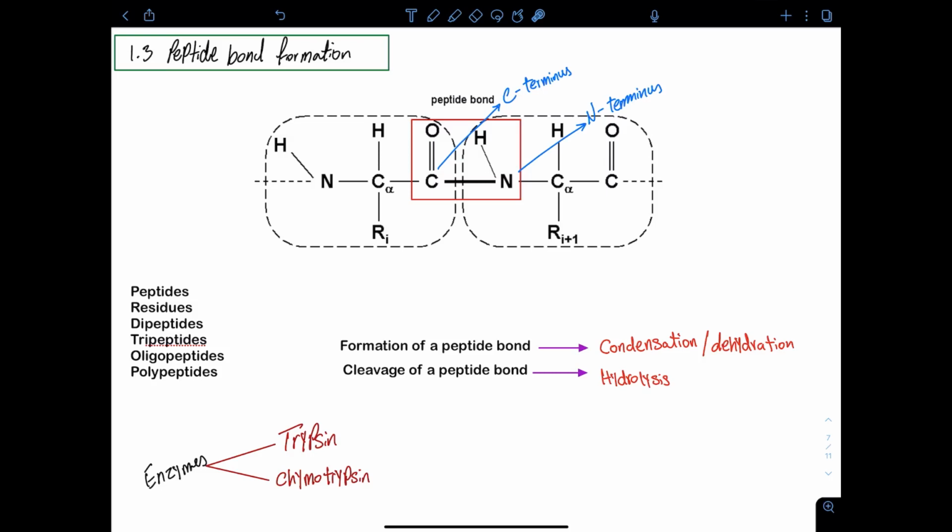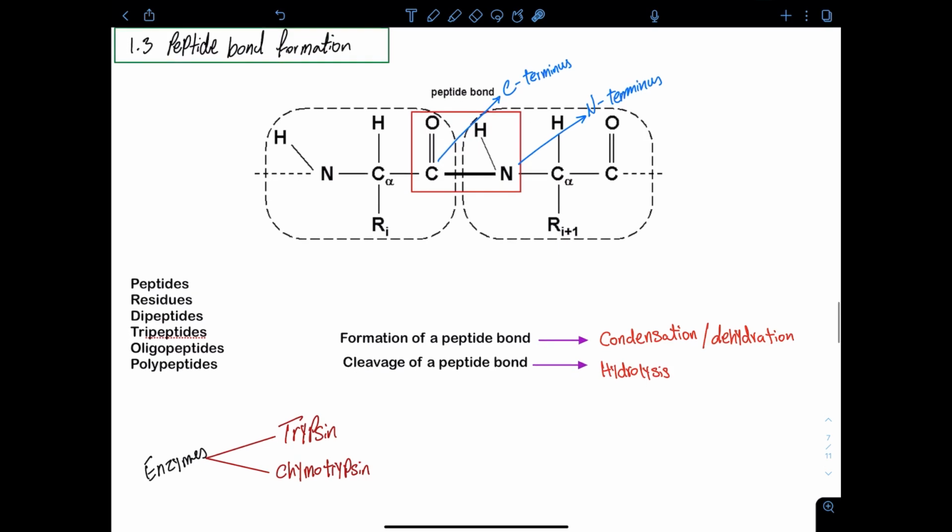Okay, so section 3 is talking about peptide bond formation. Amino acids are connected to one another by peptide bonds, which connect the C terminus to the N terminus. Peptides are basically just amino acids connected to each other.